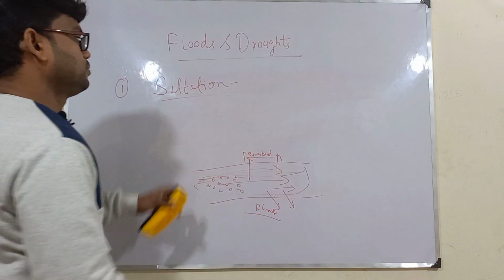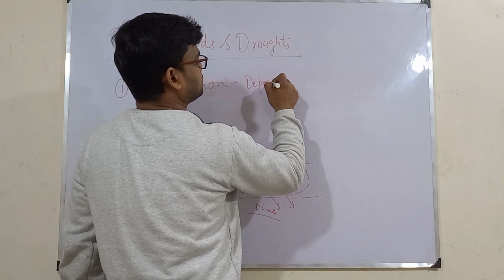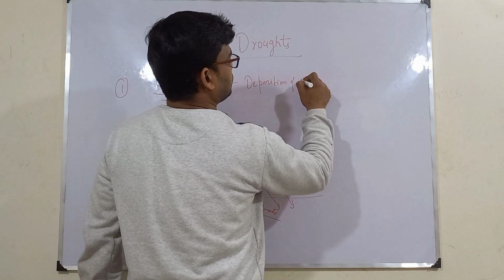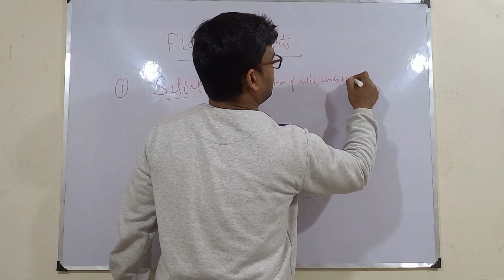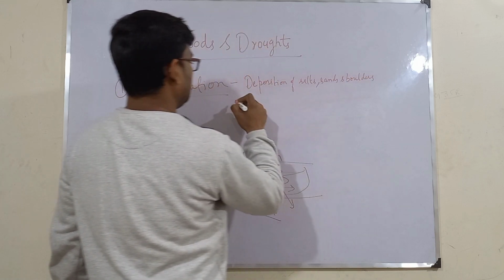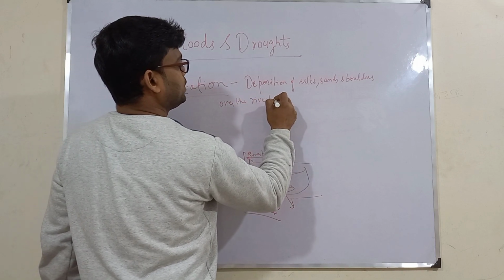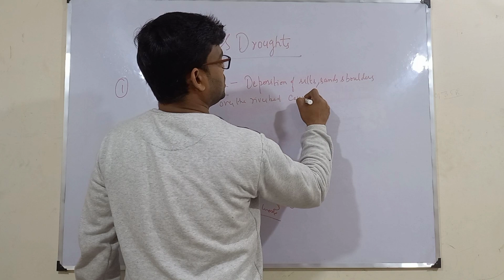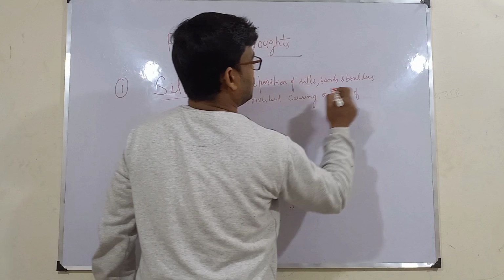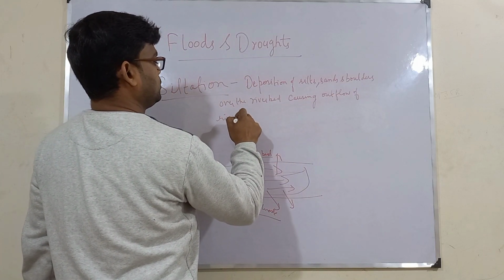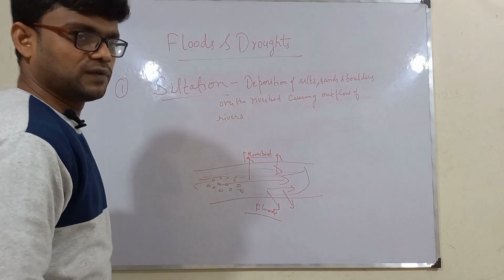So remember this. What is siltation? Siltation means deposition of silts, sands and boulders over the river bed, causing outflow of rivers. So this is how siltation causes floods.